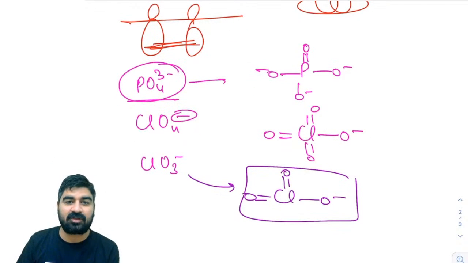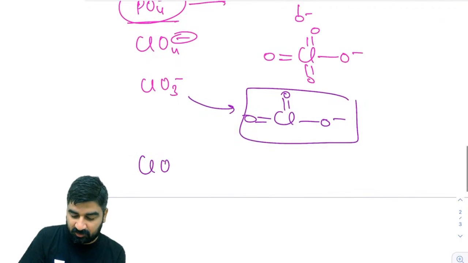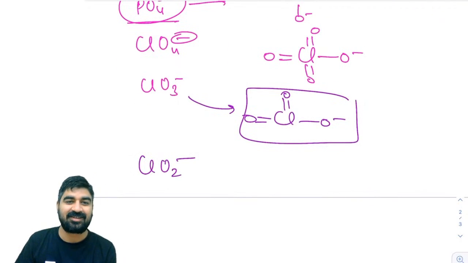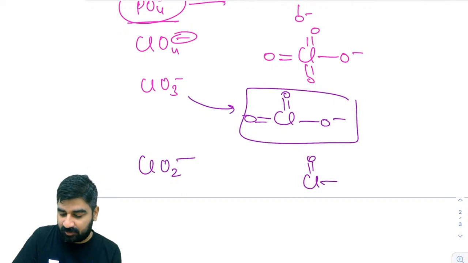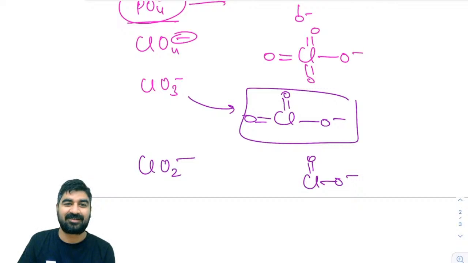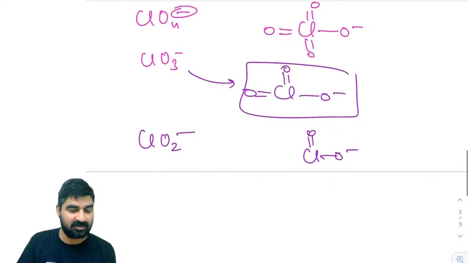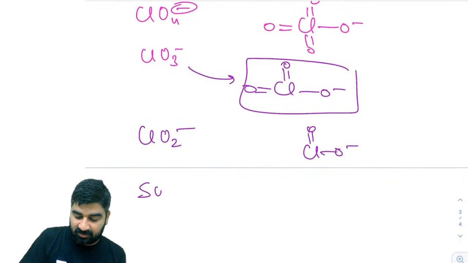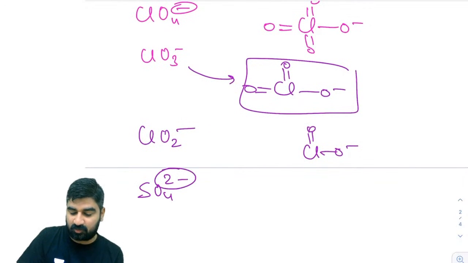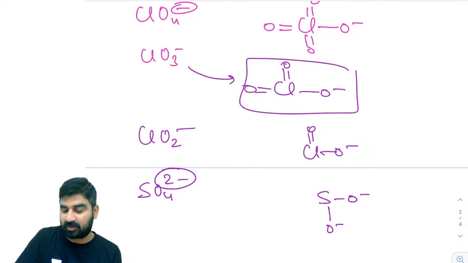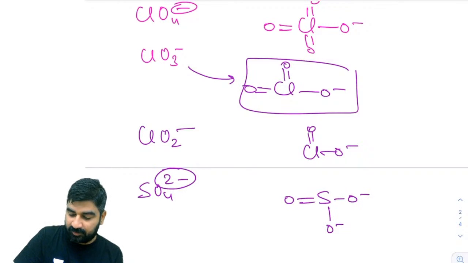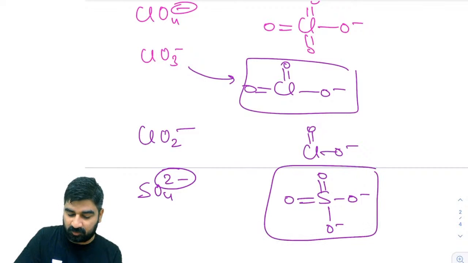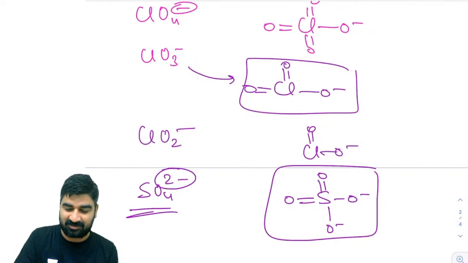So now you can make all these structures. Suppose if somebody asks you to draw ClO2 minus, how will you draw it? So you will have one double bond over this. Got it? Any doubt? So if I say SO4 2 minus, so we have 2 minus. So 2 will be single bond, 2 will be double bond. This is SO4 2 minus. Got it, guys? Now tell me.